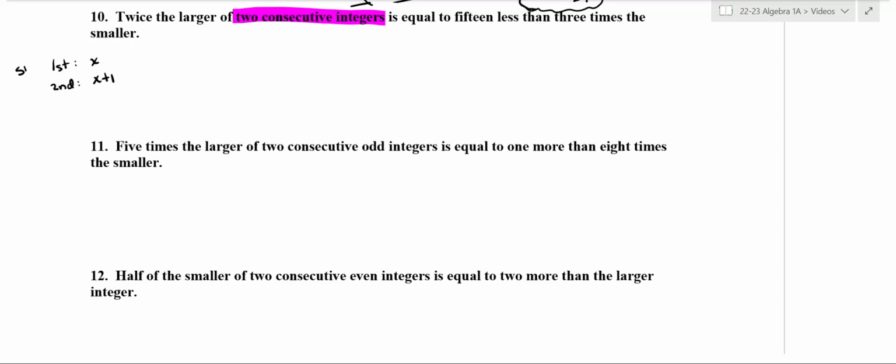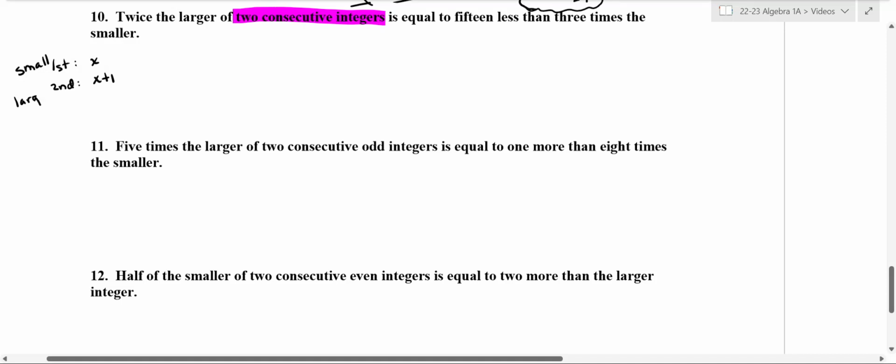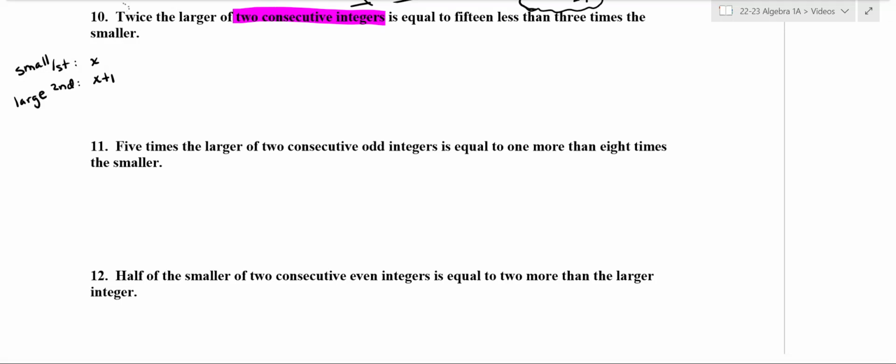This one is the smallest, small. This one is the larger one, large. So twice means that we're going to multiply by 2. Twice the larger one, right? The larger one is x plus 1. So it's going to be twice x plus 1 is the equal sign.